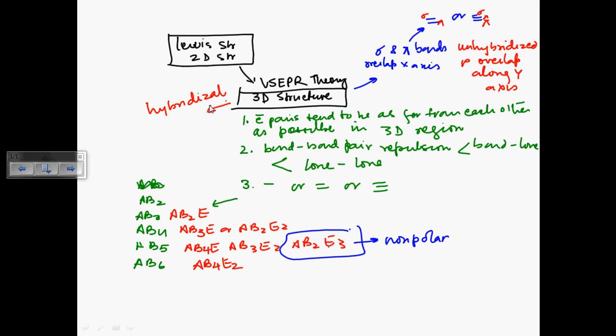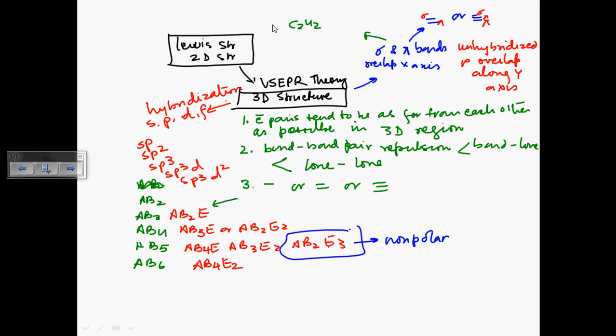And talking about hybridization, hybridization incorporates 3D structure using VSEPR theory and explains it in terms of s, p, d, and f orbitals. So hybridization is sp, sp2, sp3, sp3d, and sp3d2. And the last thing I want to talk about here is delocalization in the context of the C2H2 molecule.